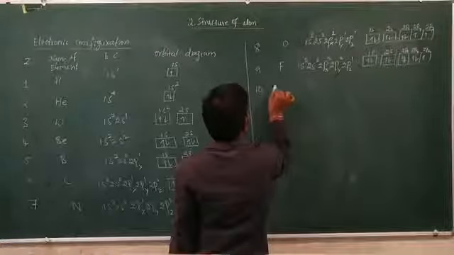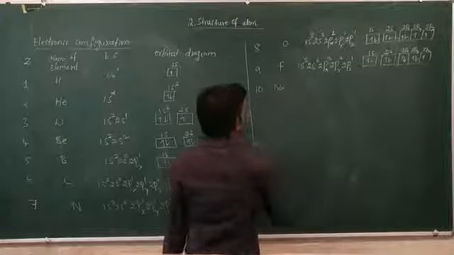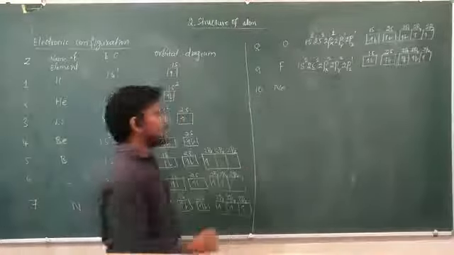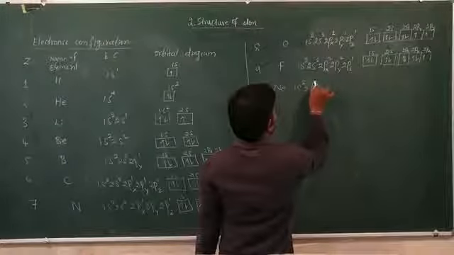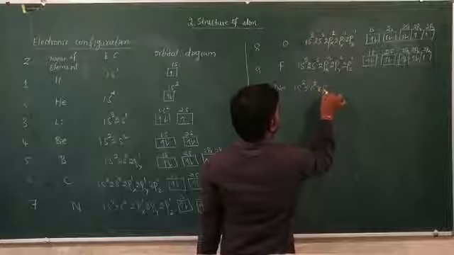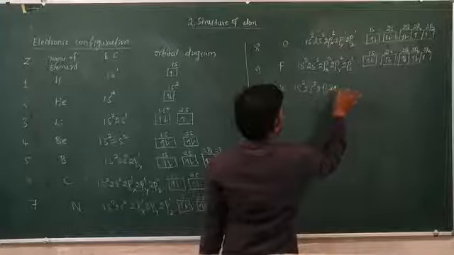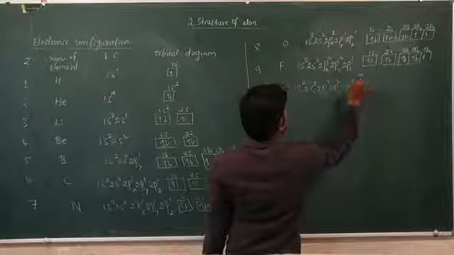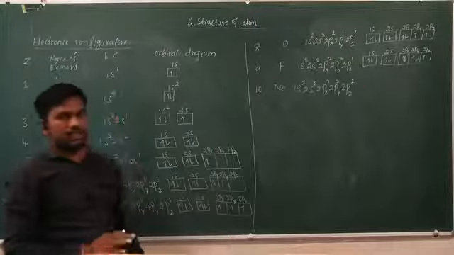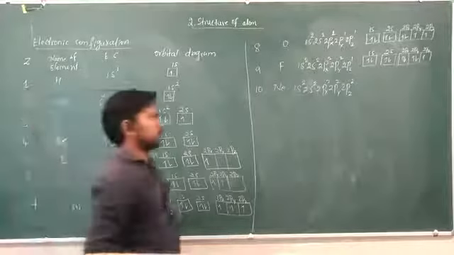Atomic number 10, neon: 1s2, 2s2, 2px2, 2py2, 2pz2. Completely filled 1s, 2s, and 2p orbitals.